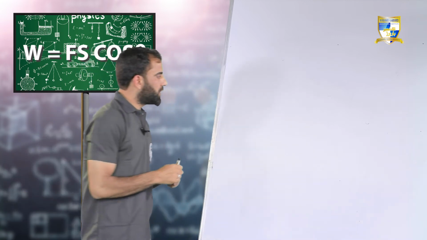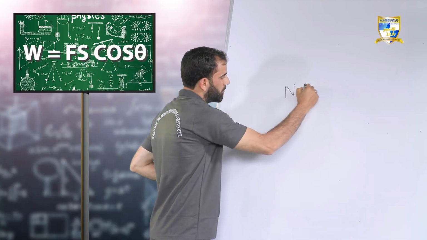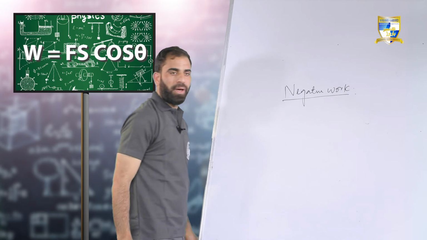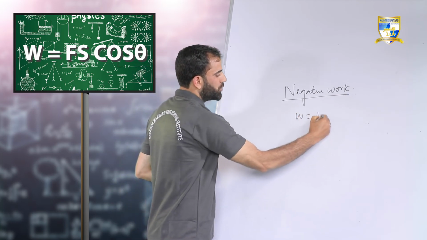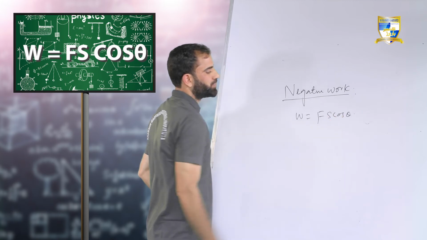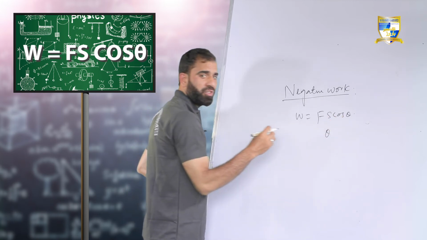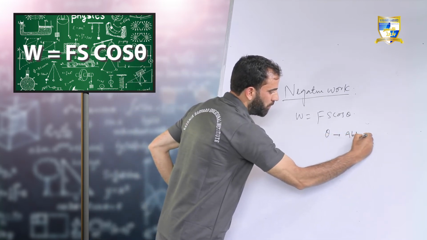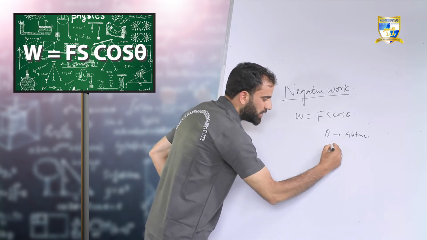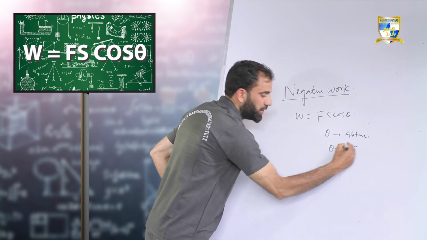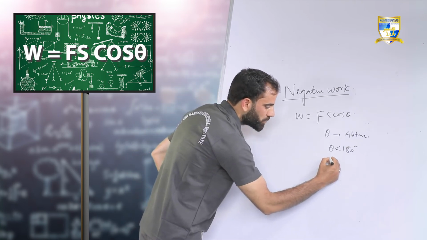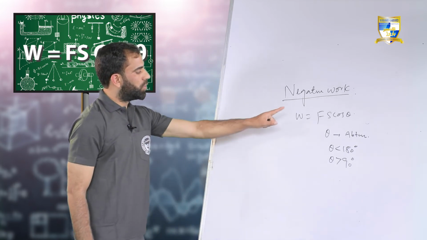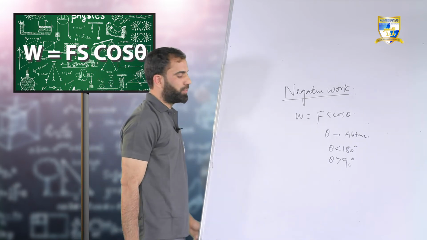Let us discuss now what is negative work. Again, I will write here W equals Fs cos of theta. If theta, that is, the angle between force and displacement, is obtuse, that is, theta is less than 180 degrees but greater than 90 degrees, what will be the work done? It will be negative. Let us see here.